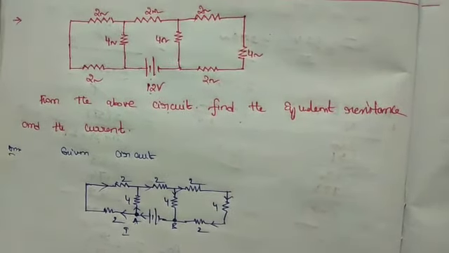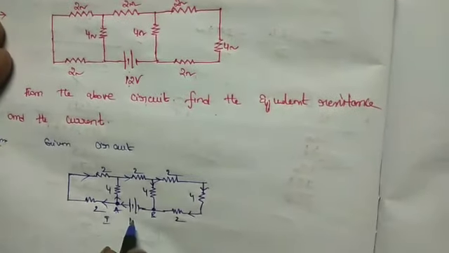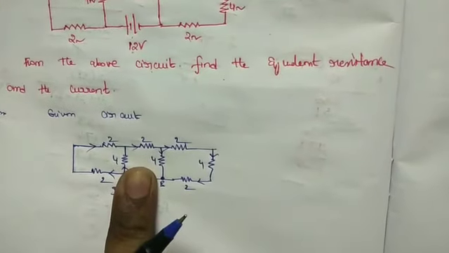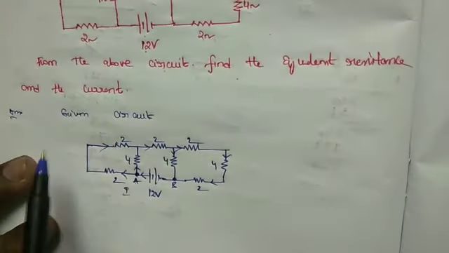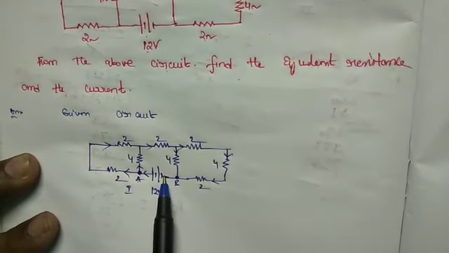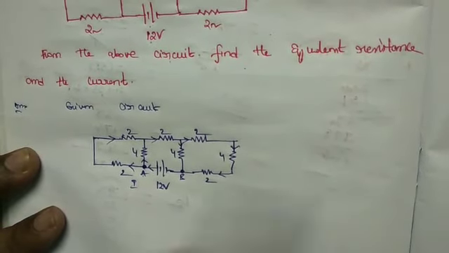Now how can we resolve this circuit? See, first of all, the battery is 12 volts here, at the center. So you can go from the left side to the battery and from the right side to the battery. So at this time, you have to resolve two sides.